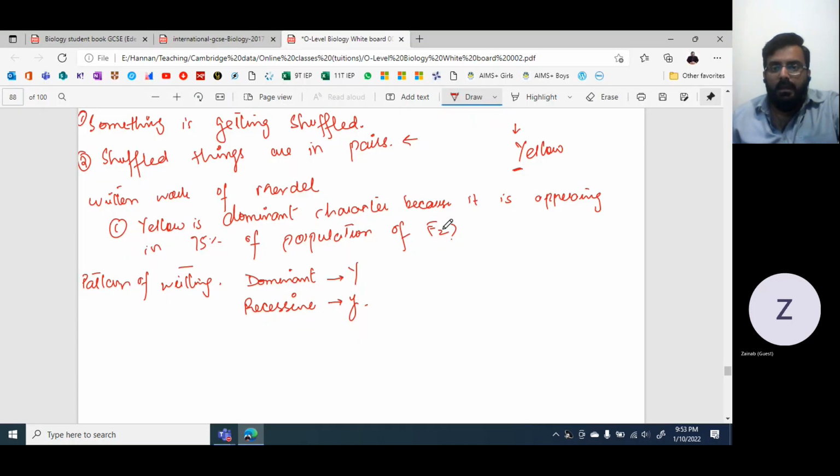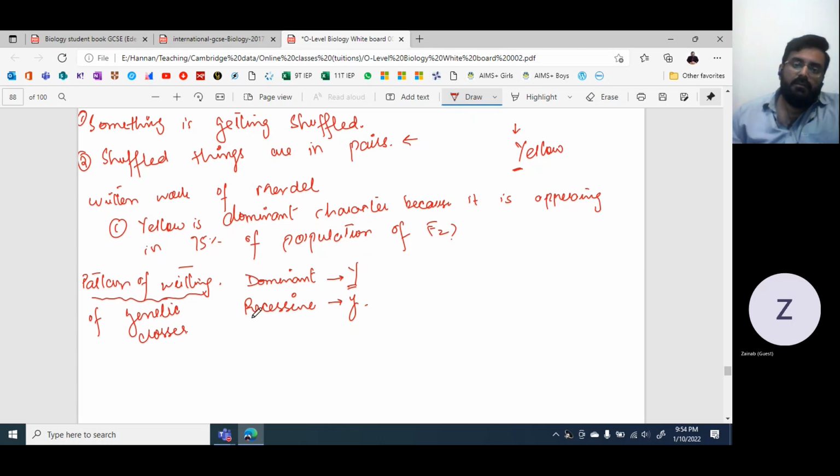So let me revise the pattern of writing of genetic crosses. This is the complete statement: genetic crosses. Number one, we would be taking the first alphabet of the dominant character, mentioning it in the capital form. And for the recessive character, we would be taking the same alphabet but in smaller notation. So then Mendel restarted the experiment.